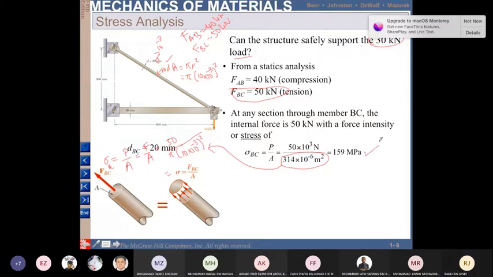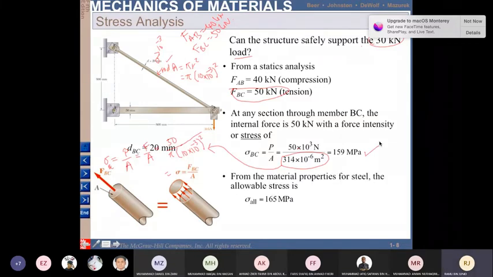Then when you check in the table, the allowable stress for steel, if this rod is made from steel, is 165. This one only gives you 159 MPa. So it does not exceed the allowable stress. That means this structure is safe to support 30 kilonewton.